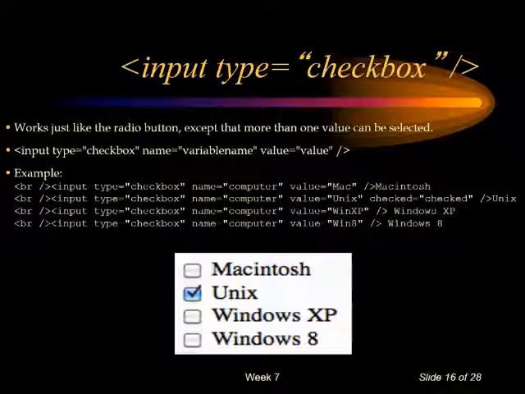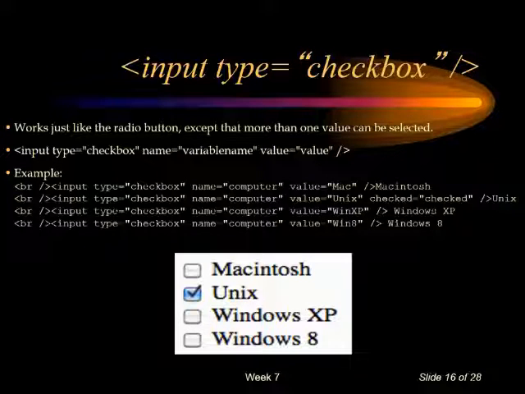Just like with the input type equals radio, if you want an item to be pre-selected, you can add the attribute checked. And just like with the radio, you should group all of the choices together with the same variable name. So in this case, variable name equals computer, the various different choices.